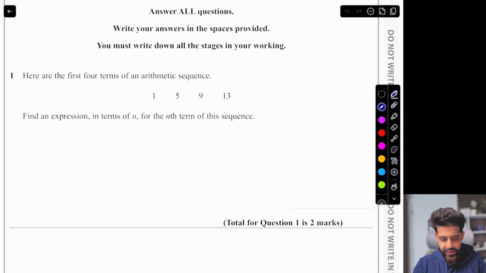Okay, so here we have question number 1. An arithmetic sequence is given to us and we've been asked to find, in terms of n, the nth term of this sequence. The very first thing that you want to do is find the common difference. As you can see, the gap between 1 to 5 is 4, 5 to 9 is also 4, and 9 to 13 is also 4. And what do we do? We write down 4, that difference, with an n.